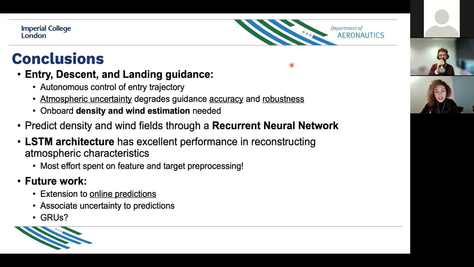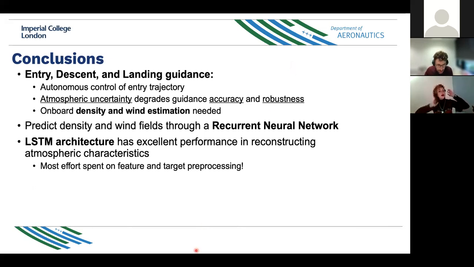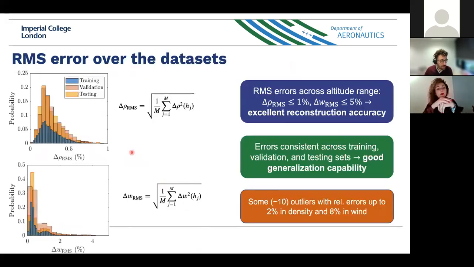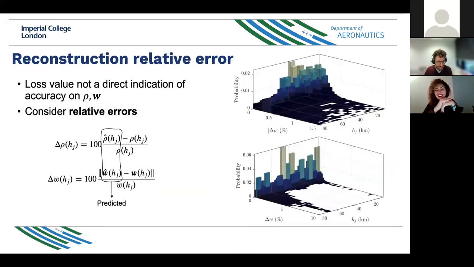So I can start. I have a couple of questions, more comments. My first question would be, when you were showing the error and the distribution of the error, can you go back to that slide? Yeah, here. Not before. Yeah, this one.